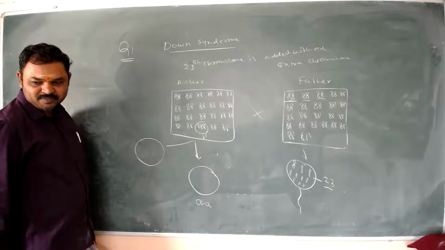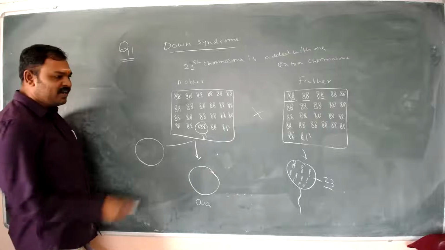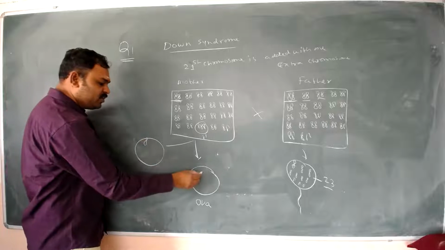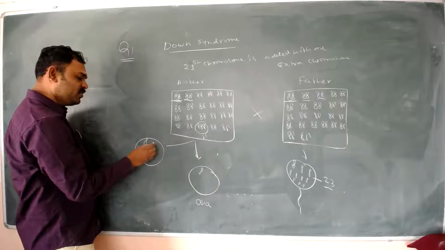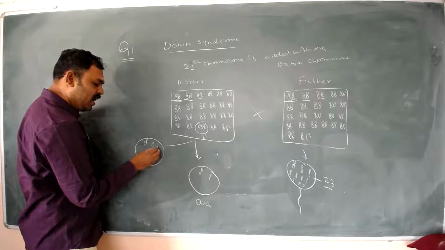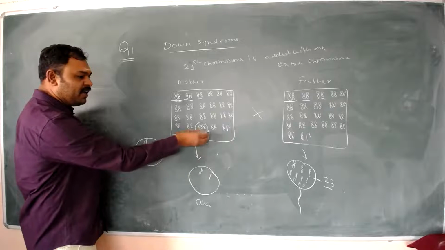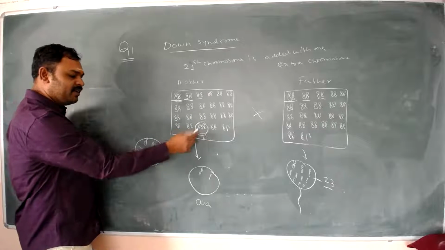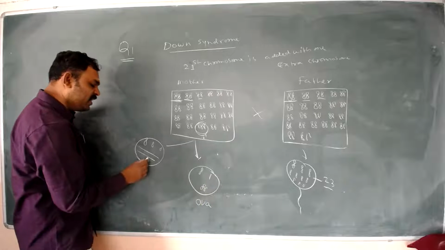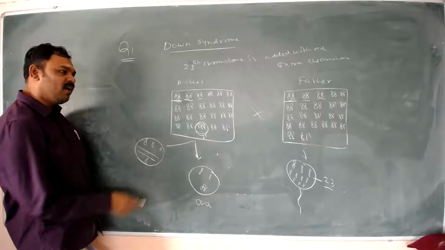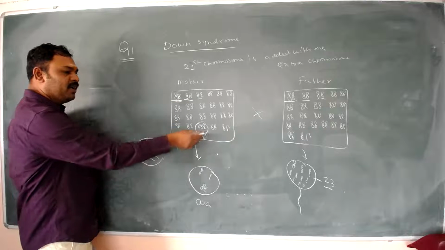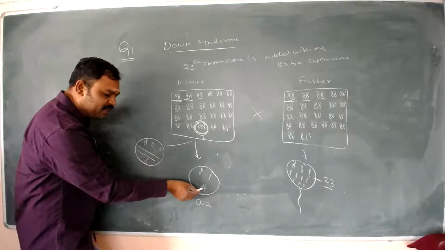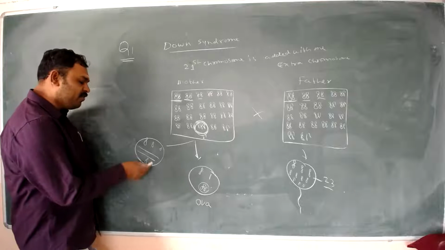Two types of ova. Why these two types? Due to disjunction, one is going here, one is going there, so all become single. But whenever the 21st chromosome is abnormal, there are three. At one side two are going, and on the other side one is going. When the ova is forming, the 21st has an abnormality with three chromosomes. So one ova has two chromosomes at the 21st location, and another has one chromosome.